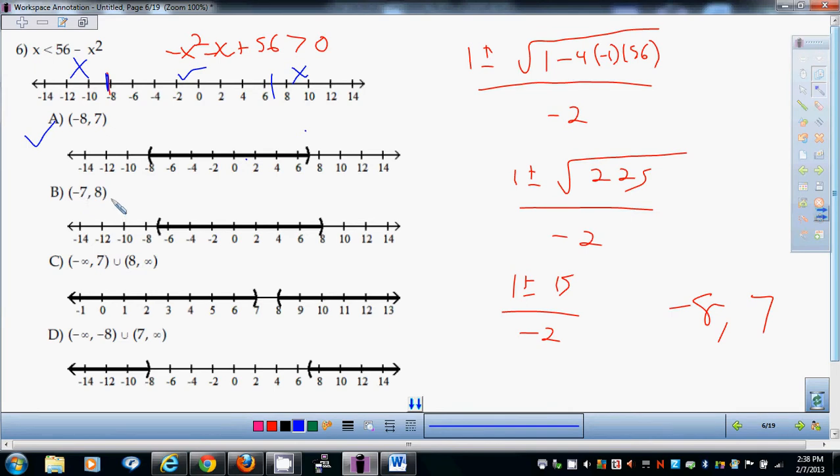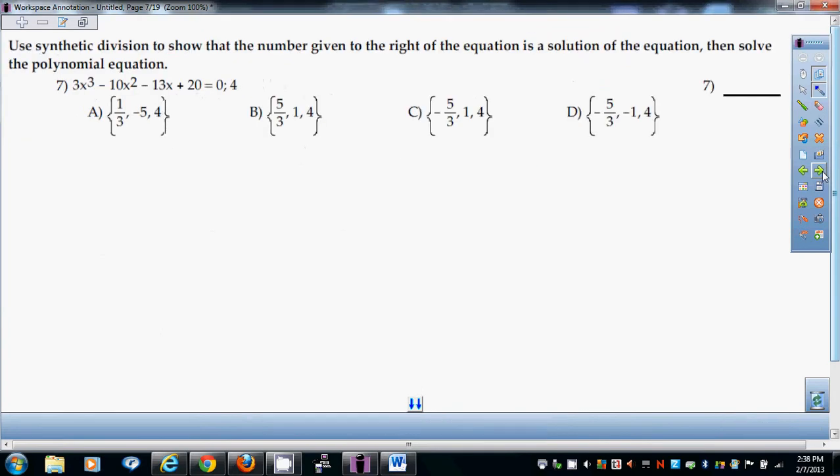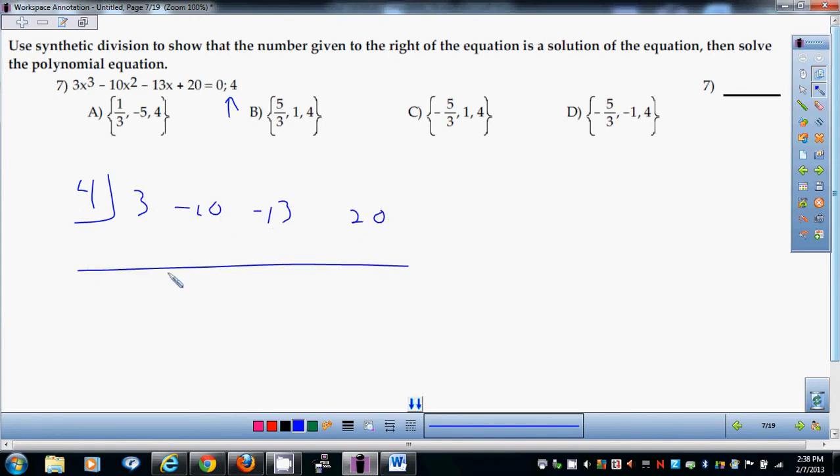Number 7, use synthetic division to show that the number given to the right of the equation is a solution, then solve. So it's giving you one of the roots, positive 4, and you have to find the other two. So 4, 3, negative 10, negative 13, and 20. Drop the 3, multiply, add, multiply, add, multiply. Mr. Crawford didn't do it right because he should have gotten a 0 remainder.